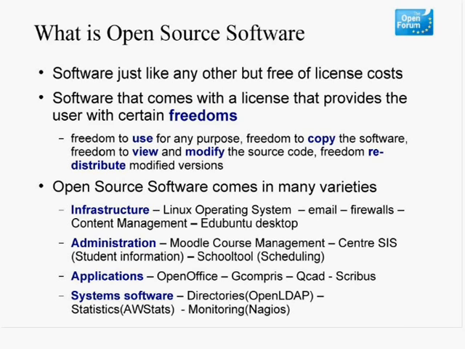Other things like GCompris is a primary schools application, something like QCAD, Scribus instead of Microsoft Publisher, that type of thing. System software space, very significant area for people who are implementing directories. OpenLDAP is the obvious choice. Stats, AWStats, or Nagios for monitoring your service, or OSSEC for monitoring for security alerts. Again, dozens of things in those spaces. So just a few examples of what you might say, what is open source software.